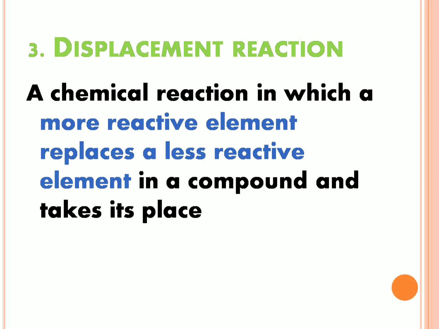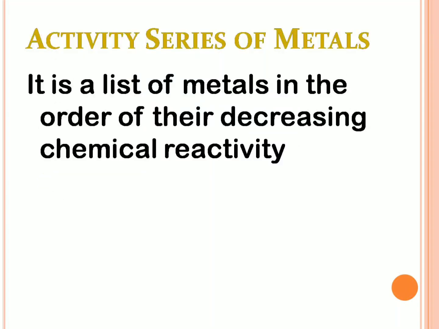Therefore, a displacement reaction is defined as a chemical reaction in which a more reactive element displaces a less reactive element in a compound and takes its place. But here the question is: how do we know which element is more reactive and which is less reactive? To answer it, we have the activity series of metals. The activity series of metals is a list of metals in the order of their decreasing chemical reactivity.